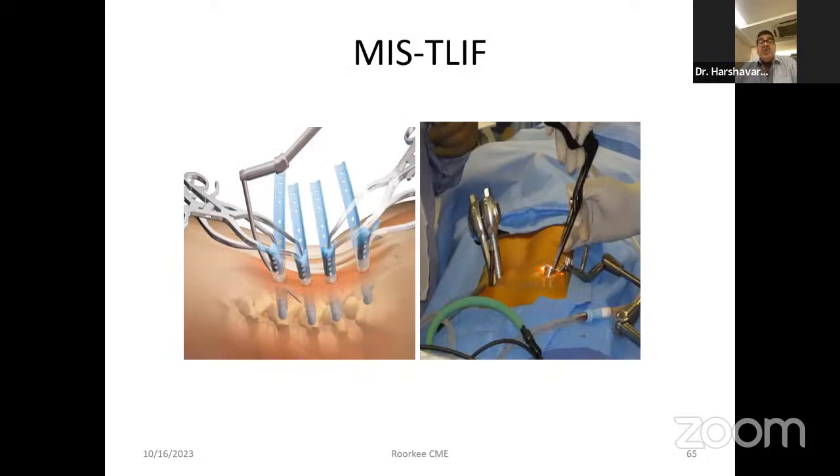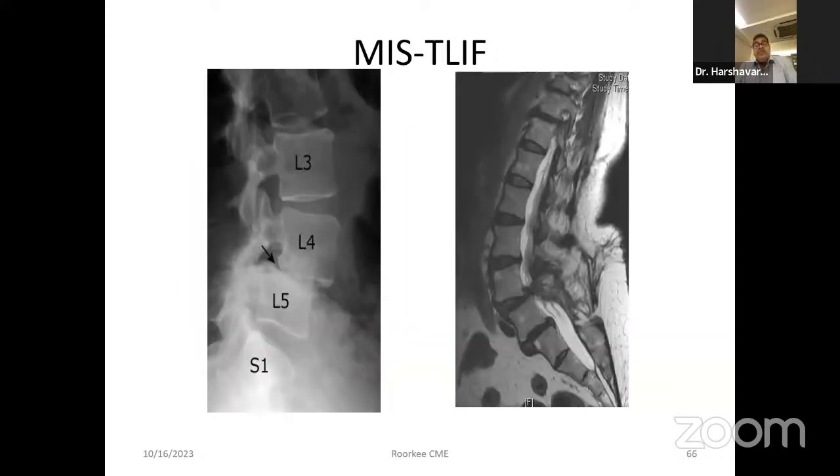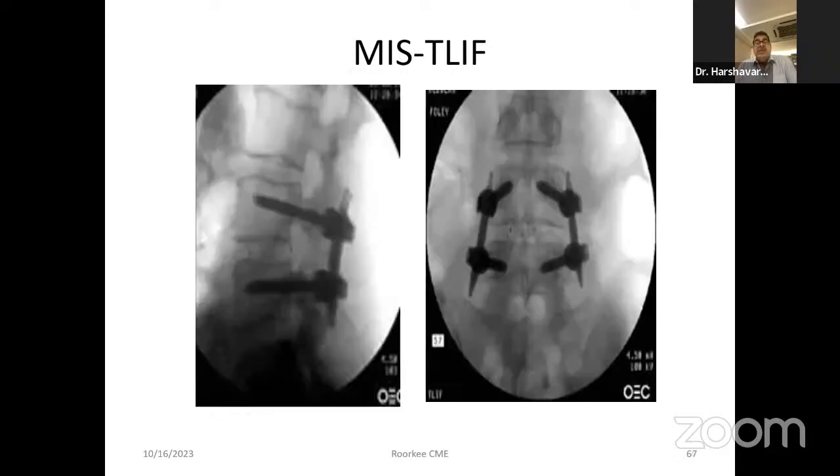So this is what a TLIF procedure, transforaminal lumbar interbody fusion, looks like when you're using minimally invasive techniques. The whole procedure is done without cutting too much of the skin. Next slide, please. So this is a case. You can see L4, L5. Next slide, please. So this is what it looks like after fixation. Next slide, please.